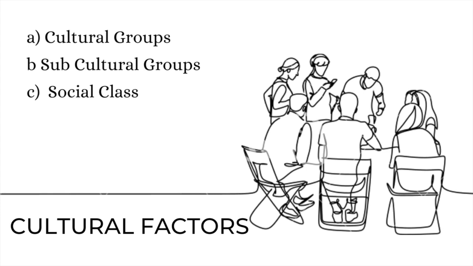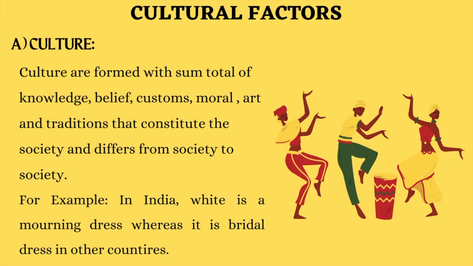The cultural factors can be further divided into culture, subculture, and social class. Culture is formed from the sum total of knowledge, belief, customs, morals, art, and tradition that constitute a society, and it differs from society to society. For example, in India, white is a mourning dress, whereas it is a bridal dress in other countries. That's a part of culture.